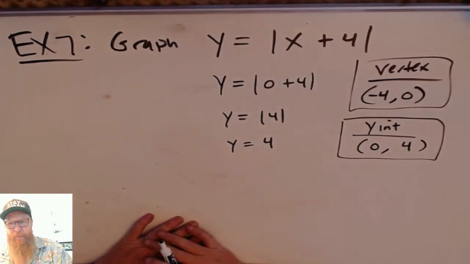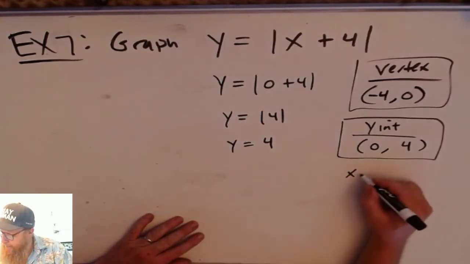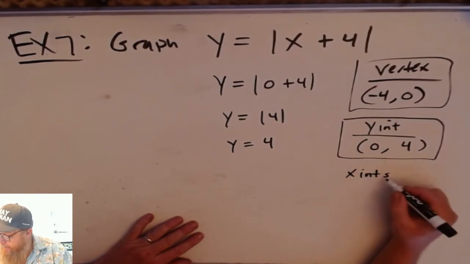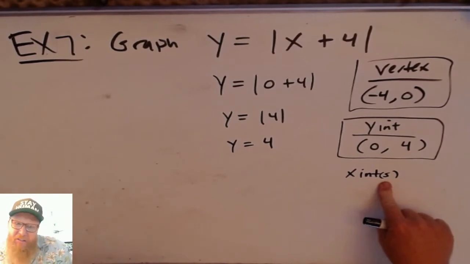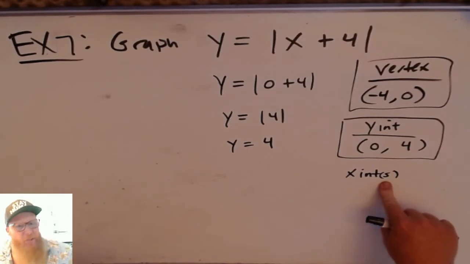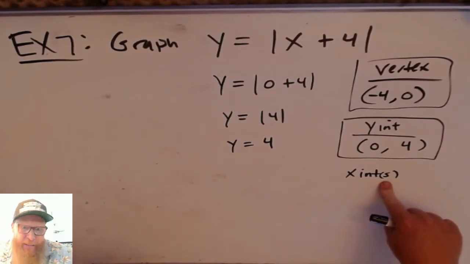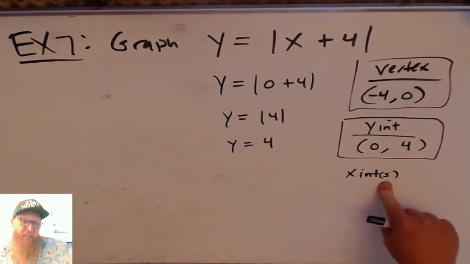And then the x-intercepts. I always say intercepts, even if there are none. I'll still say intercepts, even if there's only one. I'm not going to say intercept. I'm going to say intercepts, but there could possibly only be one.